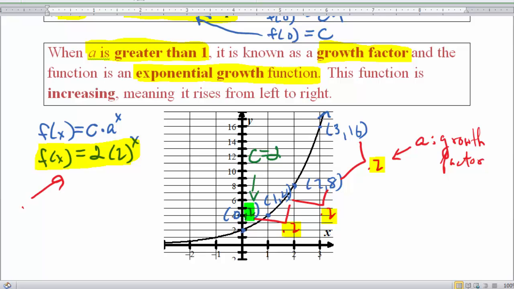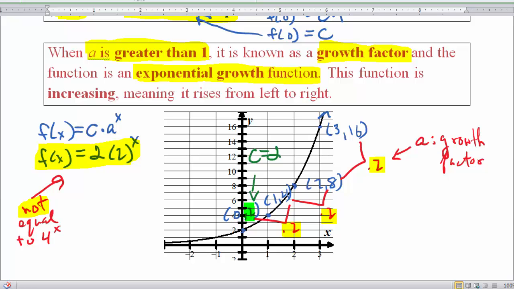This is not equal to 4 to the x, right? It's not equal to 4 to the x. Just keep that in mind. So we have the equation of this function here.